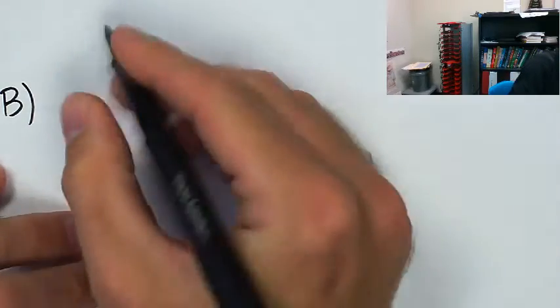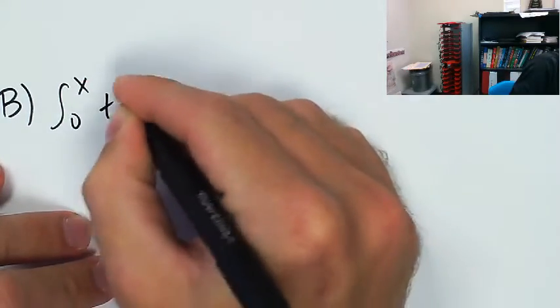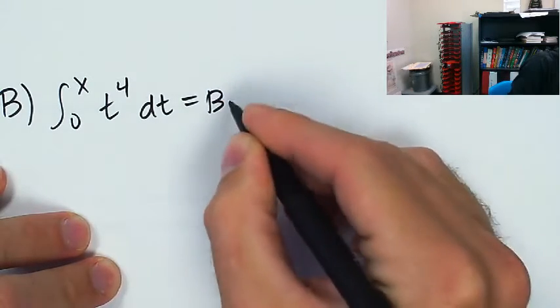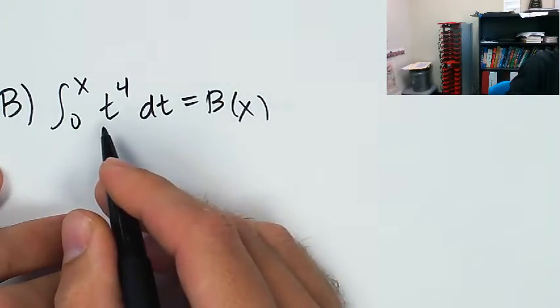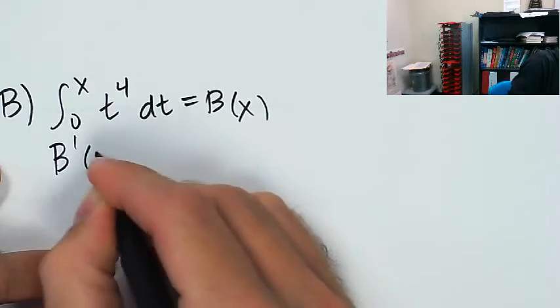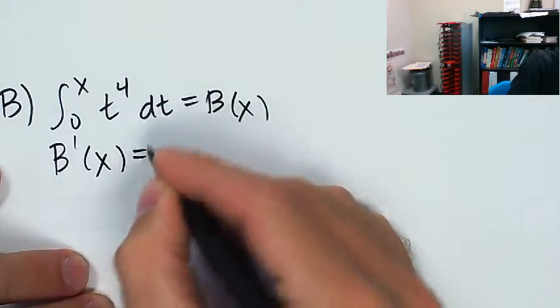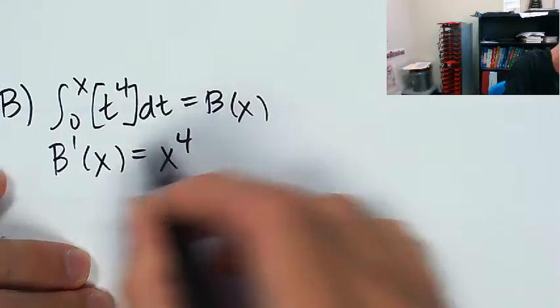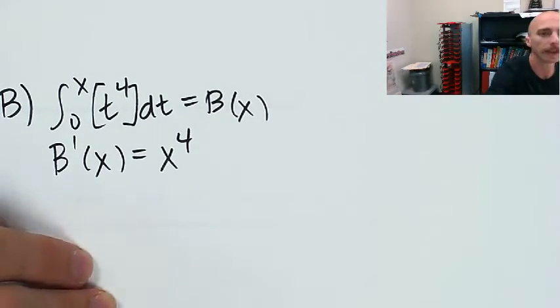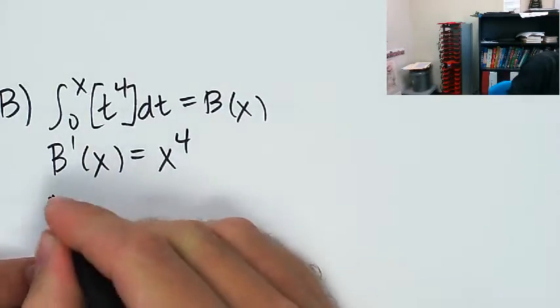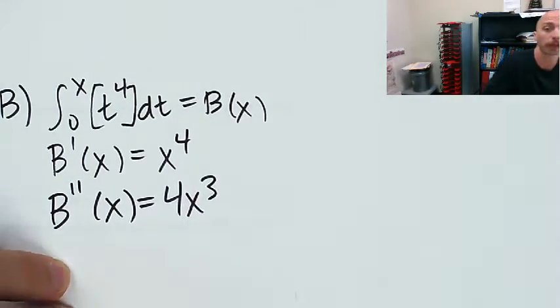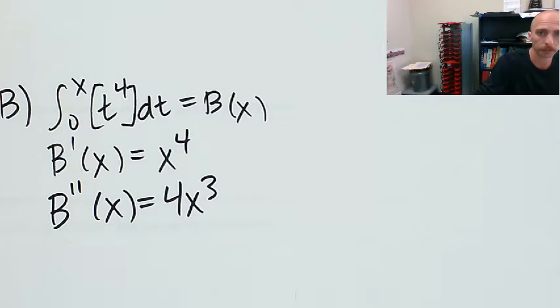All right, for b, integral from 0 to x of t to the 4 dt. Then b prime of x is, I just throw in x wherever I see t in the integrand, which is in the box. So that's going to be x to the 4 times the derivative of x, which is 1. Then I take the second derivative by taking the derivative of x to the 4, and that's going to be 4 times x to the 3. That's great. We can do that.